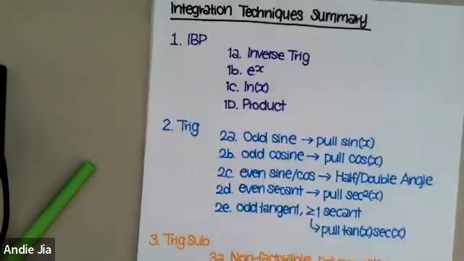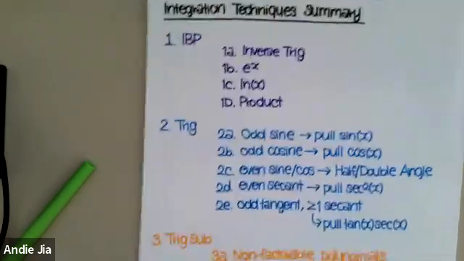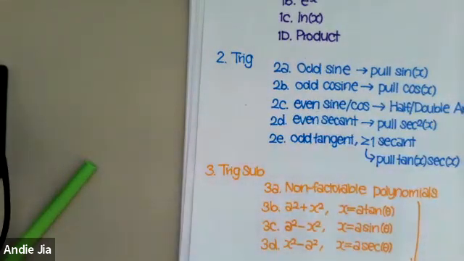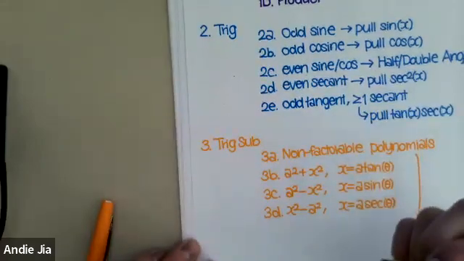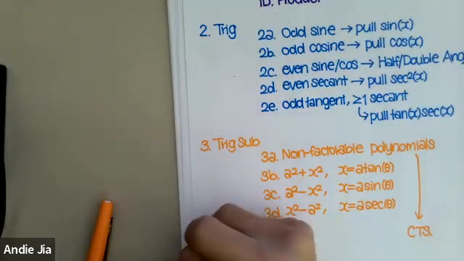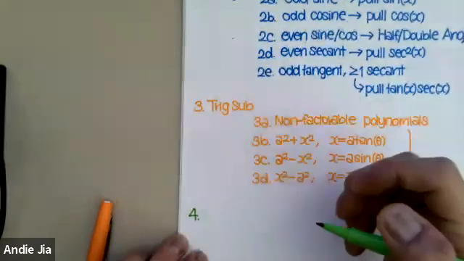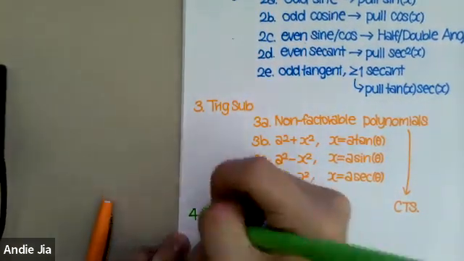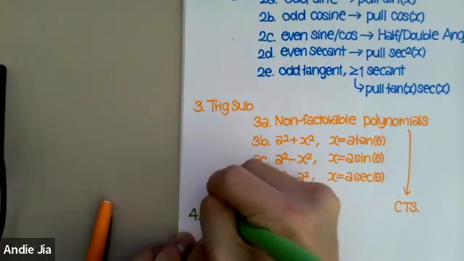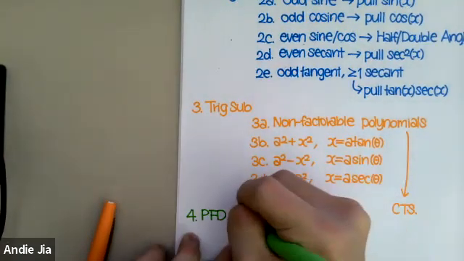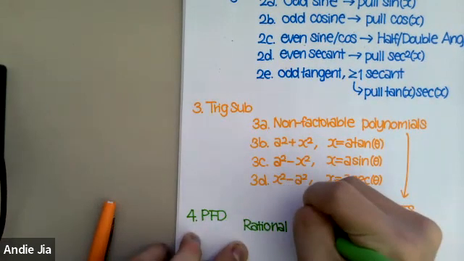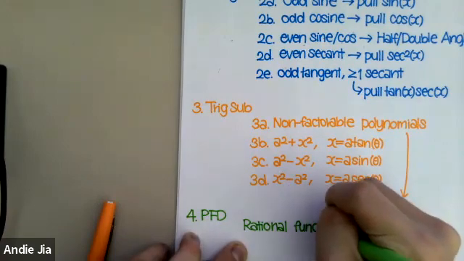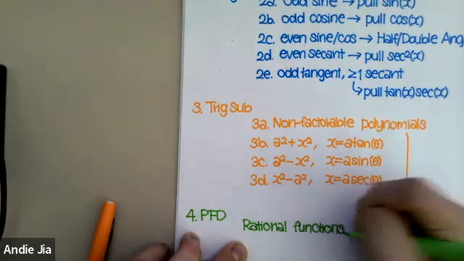And then it's partial fractions, for a rational function. The fourth case is long division. It's just PFD.